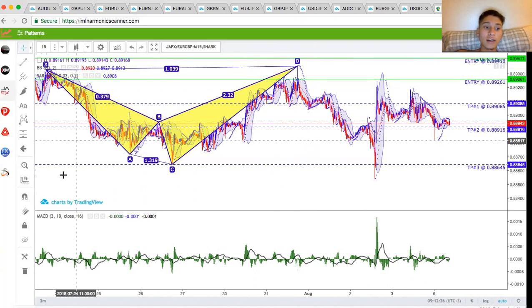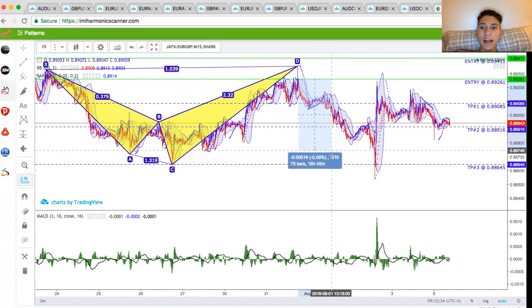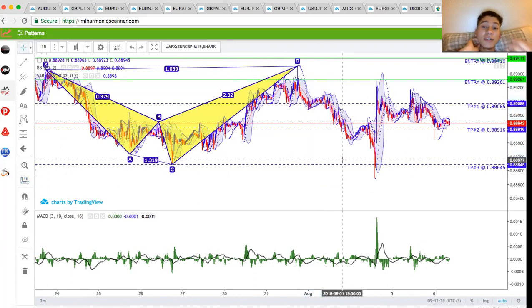Let's enter, let's say right here where this entry is. Let's be modest. First take profit, 18. Second one, 35. Third one, 60 pips. 15-minute chart. This wouldn't have taken that long. You know what I mean? This is just easy. It's easy at this point, in my opinion.